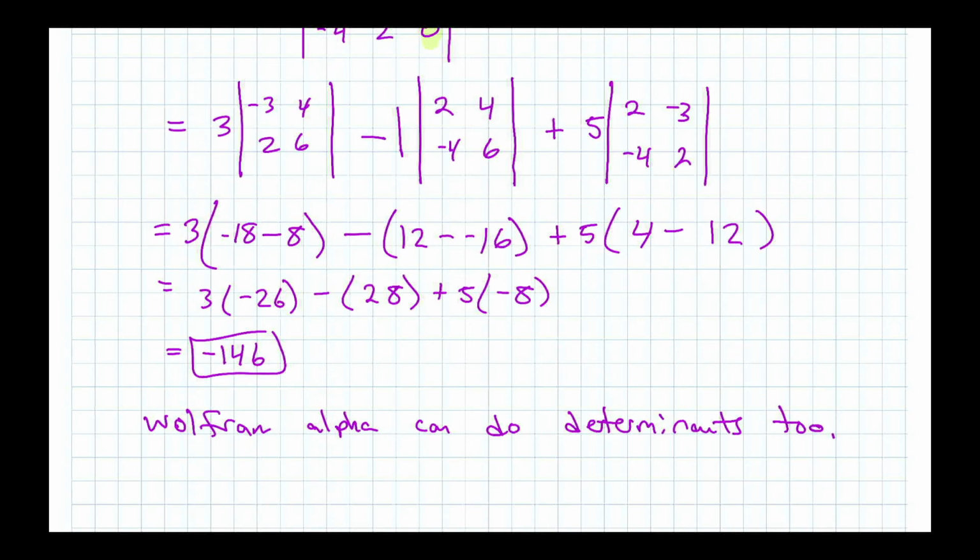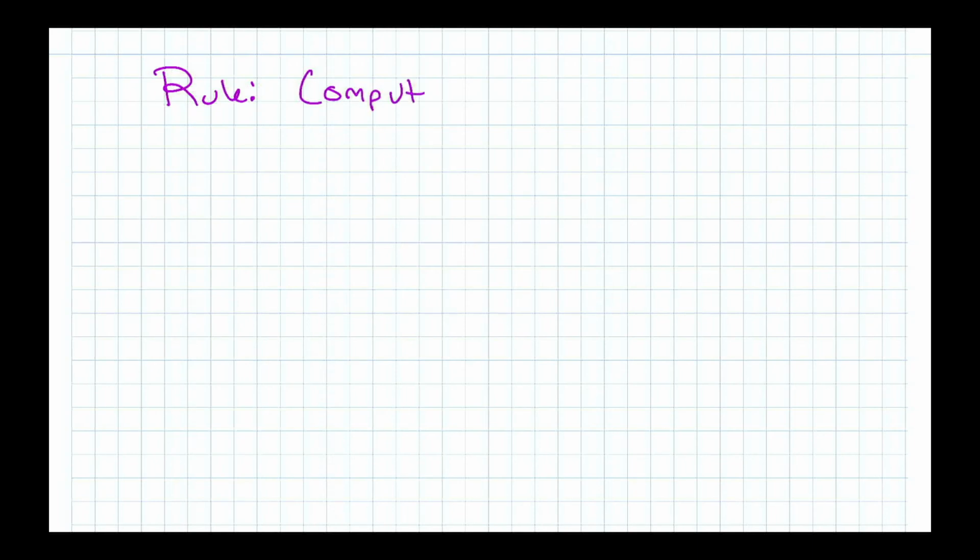That is helpful to know. All right, now why do we care? Here's why we care. The way that you calculate a cross product is with a determinant. So generally, we use this rule: computing a cross product with a determinant.